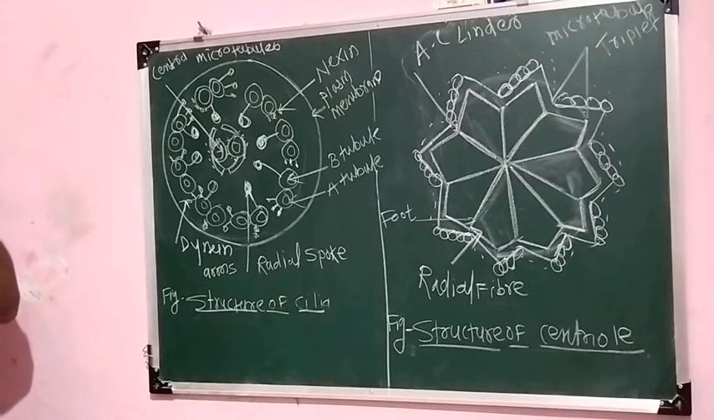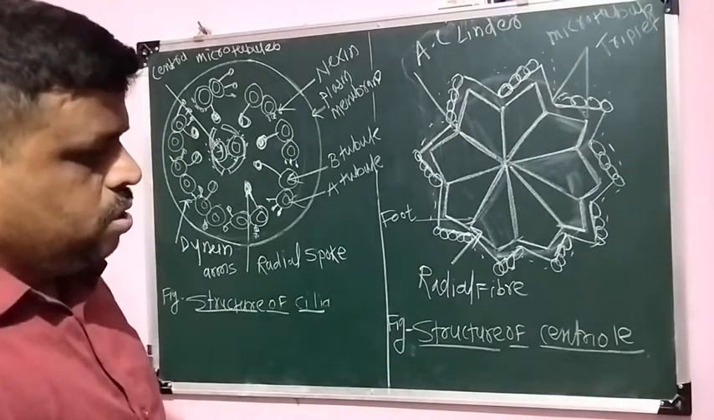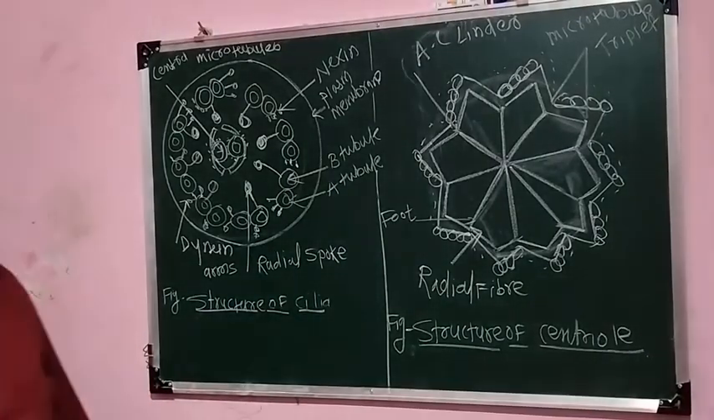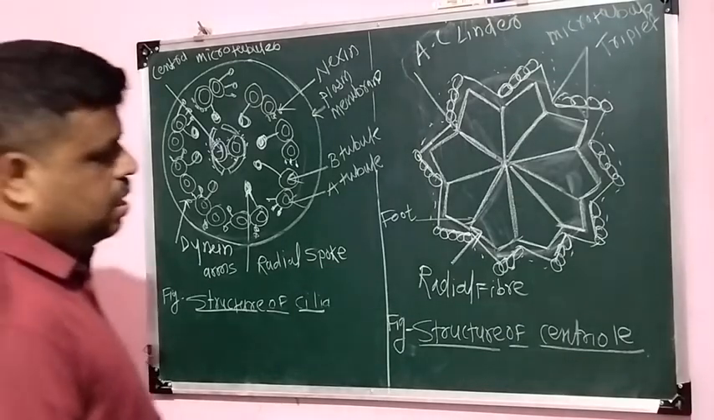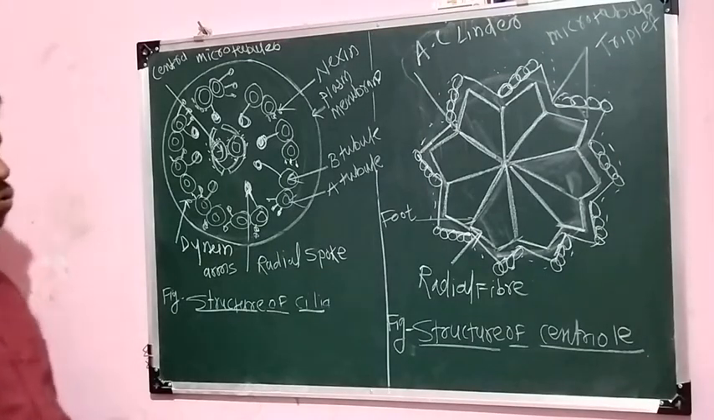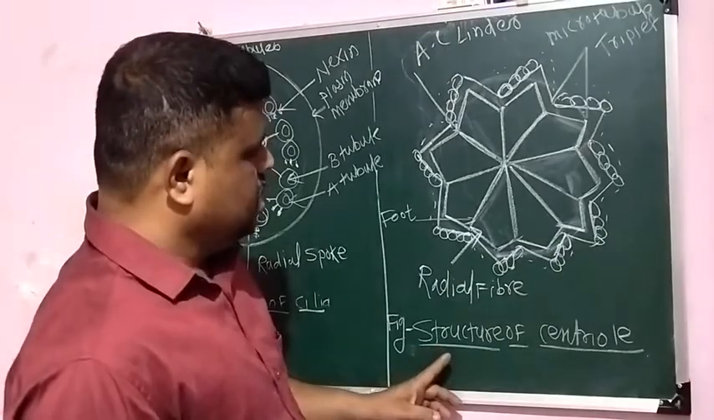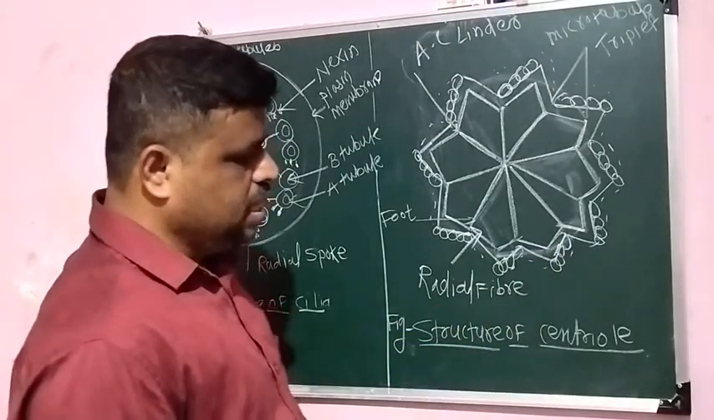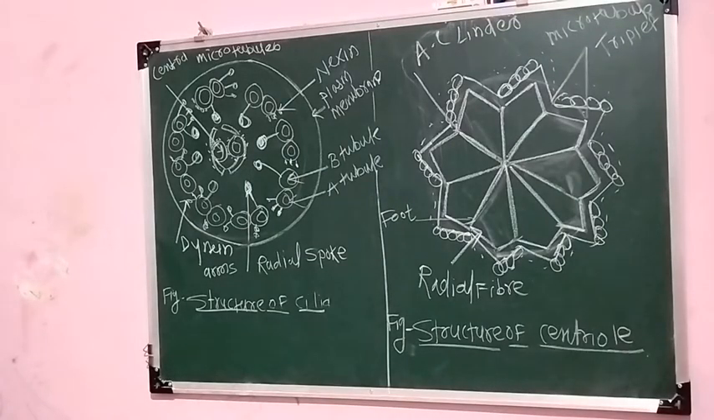Now let us move towards the most important part of this topic, that is the centriole and the centrosome. This is the last part of this topic. You have studied the structure of cilia, and now you are going to study the structure of the centriole. Let us see regarding the centriole and the centrosomes.